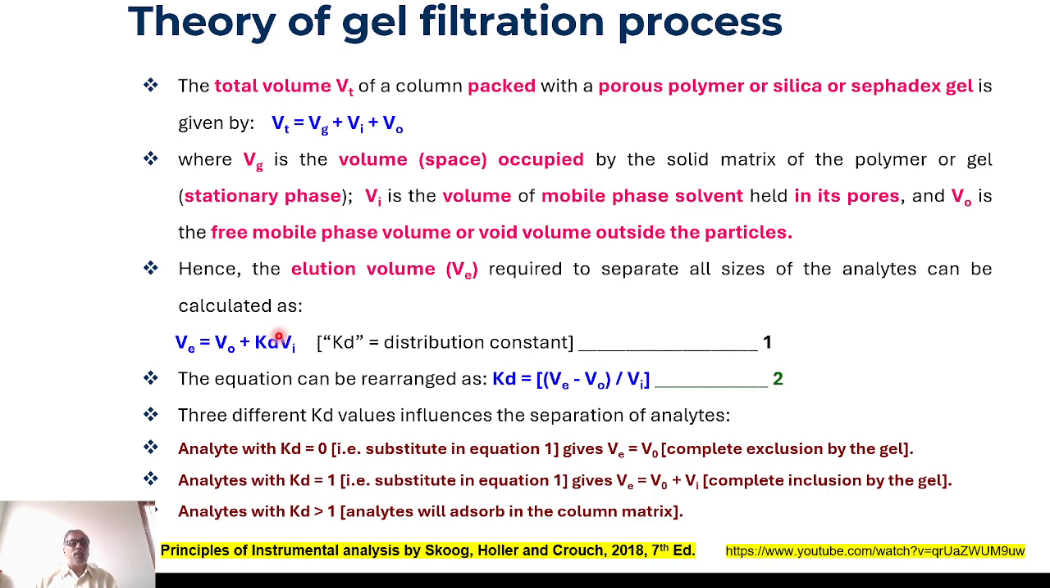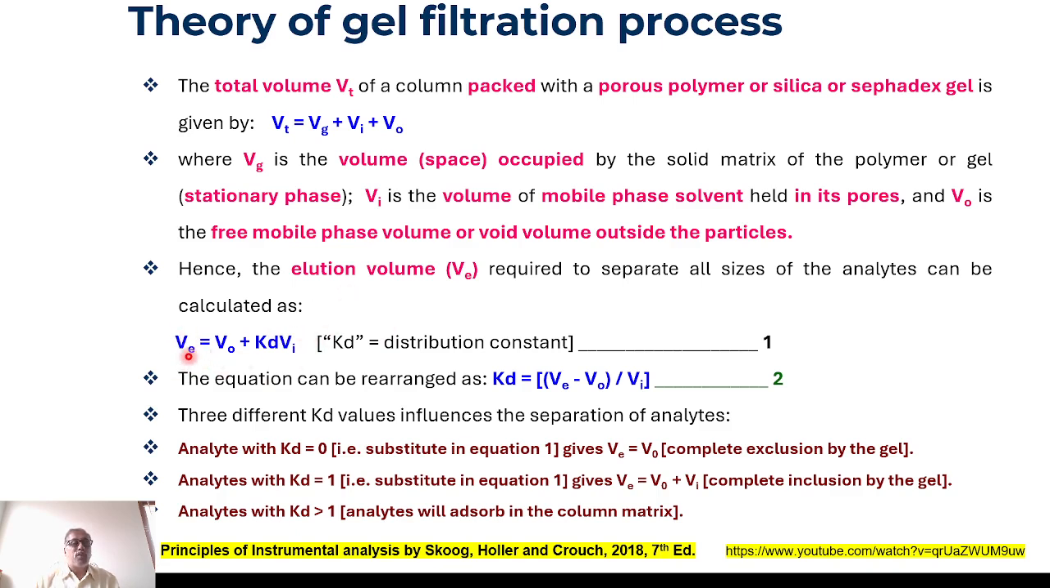We have to elute it. For that we have to select the appropriate eluent. Sometimes the mobile phase itself can act as an eluent. Sometimes you have to put some strong eluents. So what volume of eluent? How to calculate the volume of the eluent?